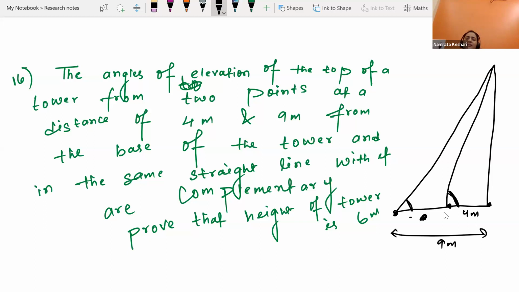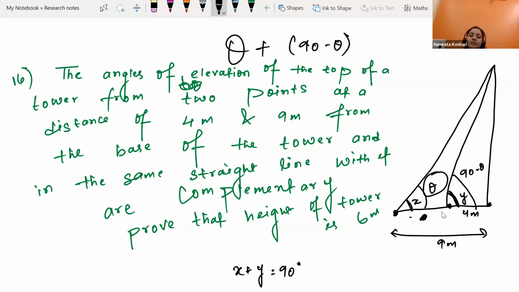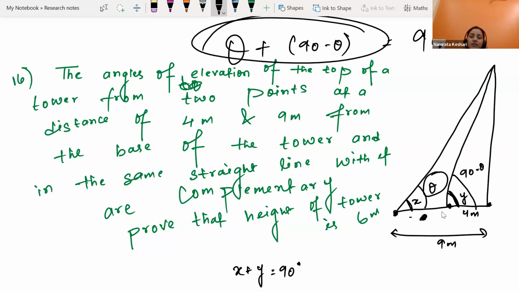What does complementary angle mean? Do you know this terminology? Sum of the angles is 90 degrees. Okay, if the sum of two angles is 90 degrees, then we can say both the angles are complementary with each other. So you can take x and y, but keep in mind that the sum of x and y is 90 degrees. Or another approach is you can take one of them as theta and the other one will be 90 minus theta. Then when we add theta with 90 minus theta, the result will be just 90 degrees. Check it.